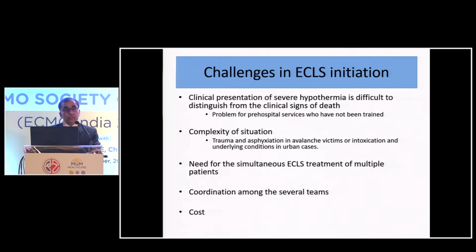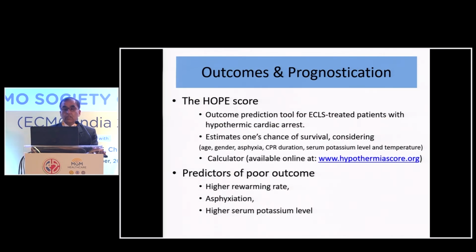The complexity of the situation, because trauma and asphyxia in these patients are common and it is very difficult to differentiate which is actually the cause of deterioration of these patients. Then if you have more than one patient, choosing the right patient who has to be put on ECLS and which to avoid, this decision is very difficult to make. And coordination, because it is a multidisciplinary approach, the coordination amongst all the teams, outreach team, transport team, along with the emergency department and operation room, is very, very important, and definitely it's a costly affair.